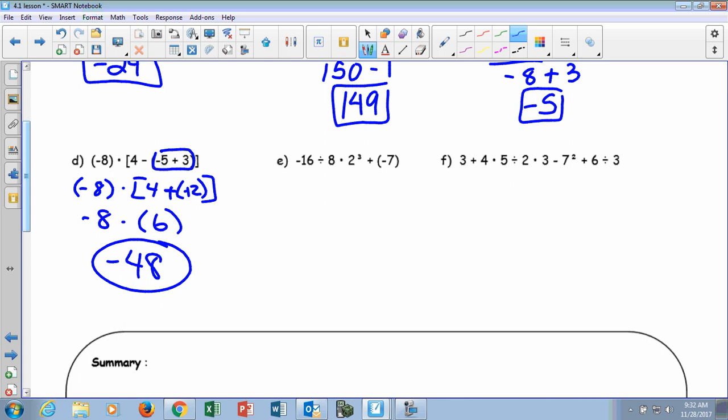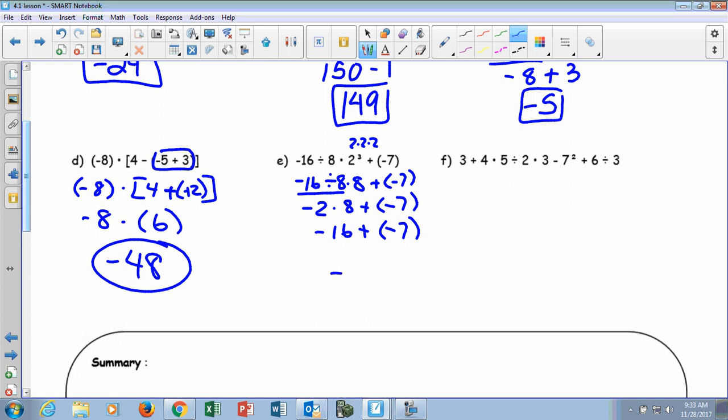All right, these last two are a little tough just because they're lengthy. So exponent first. 2 to the third power is saying 2 times 2 times 2, which is what? 8. So we're going to go straight across. So negative 16 divided by 8 is negative 2. And then multiply that by 8, which is negative 16. When I take negative 16 and add a negative 7 to it, it is negative 23. How many people got negative 23? Oh, that was a tougher one.